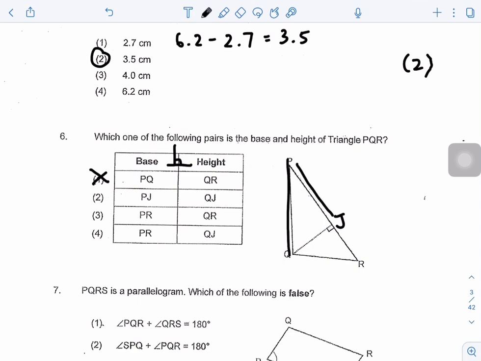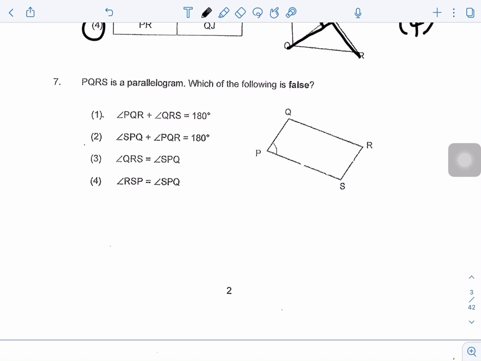PJ is here and QJ is here. Now if this is the height, the base has to be this entire line here. Okay, let's see, you've got number 4. Okay, if PR is the base, then QR, which is QJ, sorry, this is J. QJ, which is perpendicular to it, has to be the height. So answer is 4.